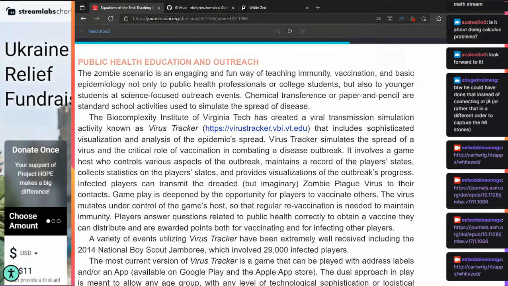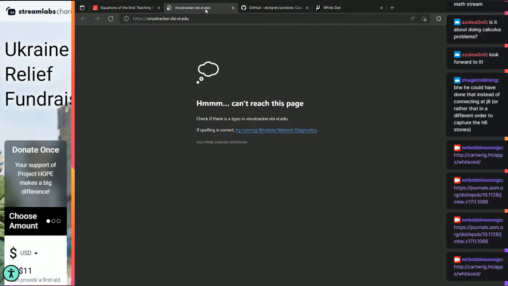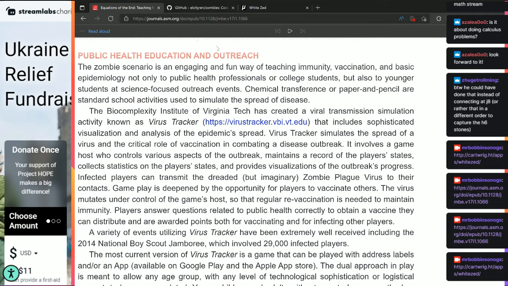The zombie scenario is an engaging and fun way of teaching immunity, vaccination, and basic epidemiology, not only to public health professionals or college students, but also to younger students at science focused outreach events. Chemical transference, or a paper and pencil, are standard school activities used to simulate the spread of the disease. The Biocomplexity Institute of Virginia Tech has created a viral transmission simulation activity known as the virus tracker. Let's take a look at this. Well, I guess we can't take a look at that.